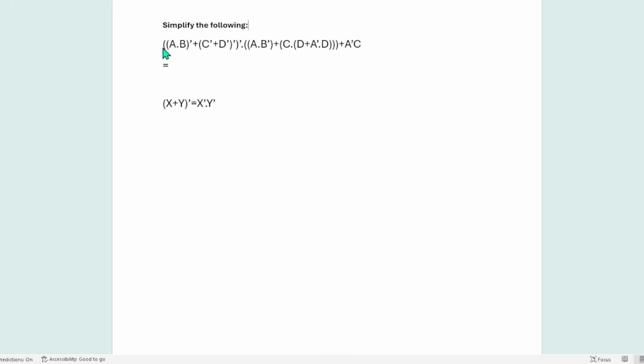So I'm going to consider ab whole prime as x and c prime plus d prime whole prime as y. With that in mind, I can put this into De Morgan's formula, and it will look like this. So ab whole prime, and for the formula I have to put another prime. This plus becomes dot based upon the formula. And for the next term, c prime plus d prime whole prime, and for the formula I have to put another prime.